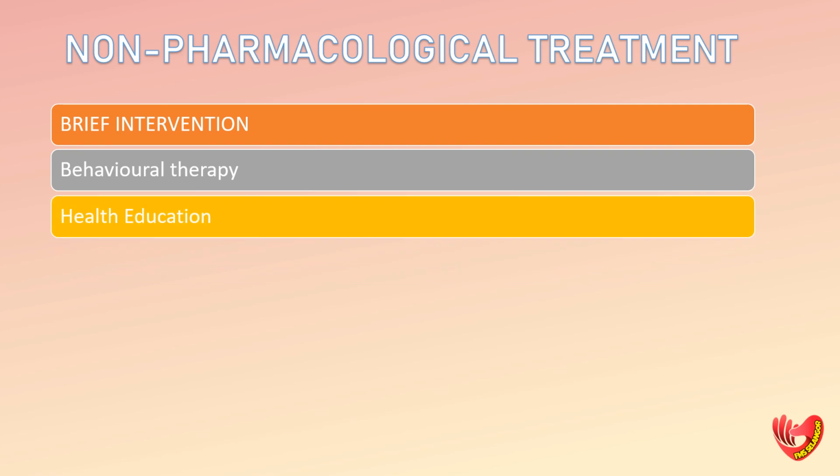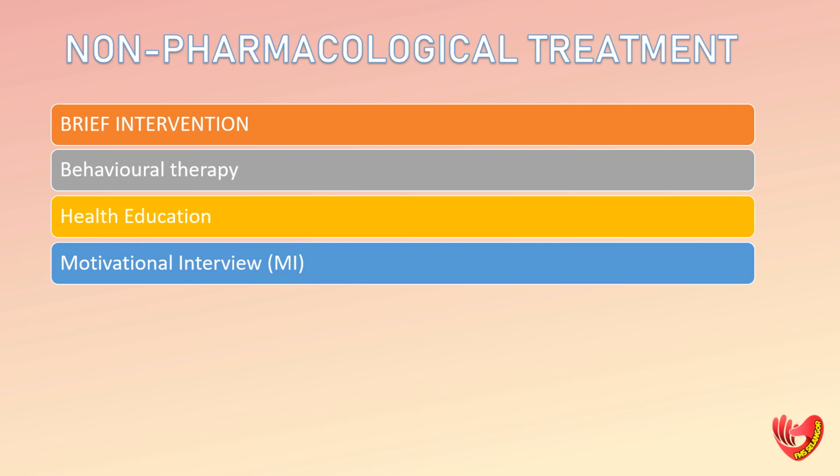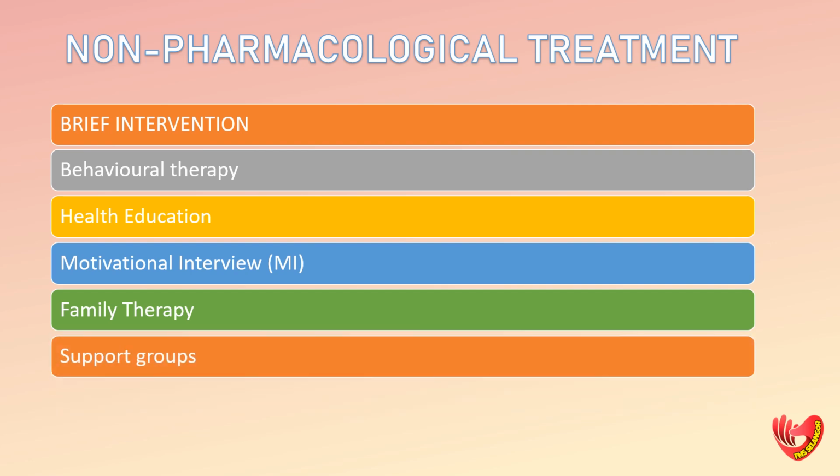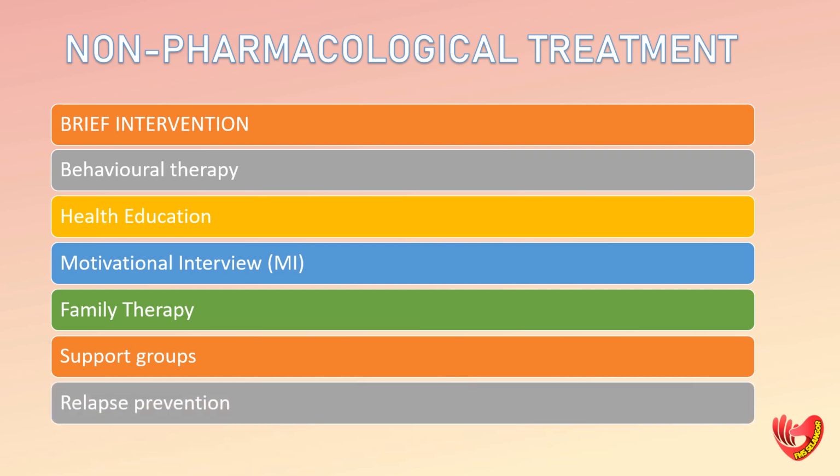Health education, providing individuals with information about addiction, its effects, and coping strategies, can be a valuable component of treatment. Motivational interviewing is to empower patients in finding their motivations and to set goals for recovery. Family therapy, involving family members in therapy, can help address family dynamics and support an individual's recovery. Support groups like Alcoholics Anonymous and AADK provide a safe space for individuals to share their experiences and receive peer support. And finally, relapse prevention, which is an important component for teaching individuals to recognize and cope with triggers and cravings that can help prevent any relapse.